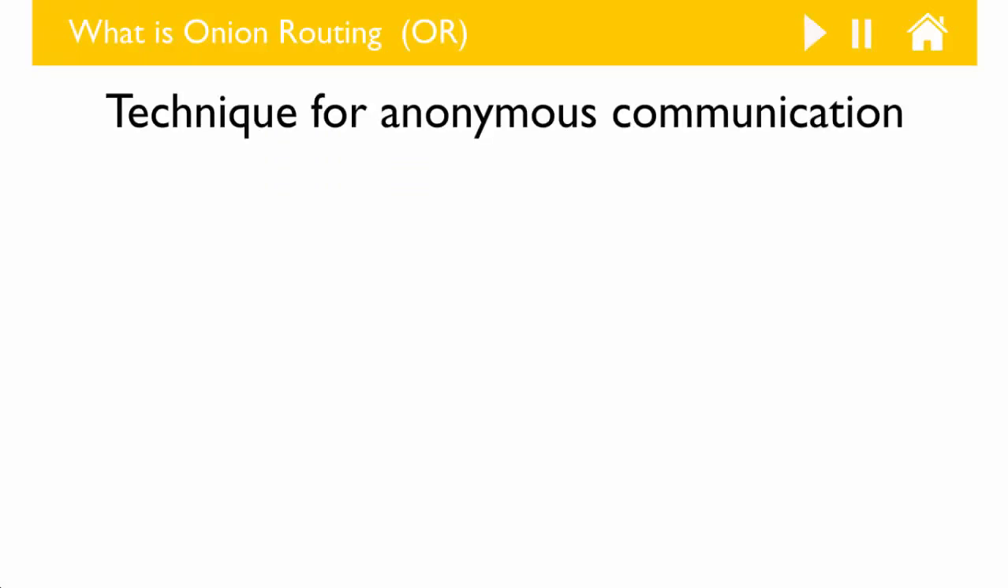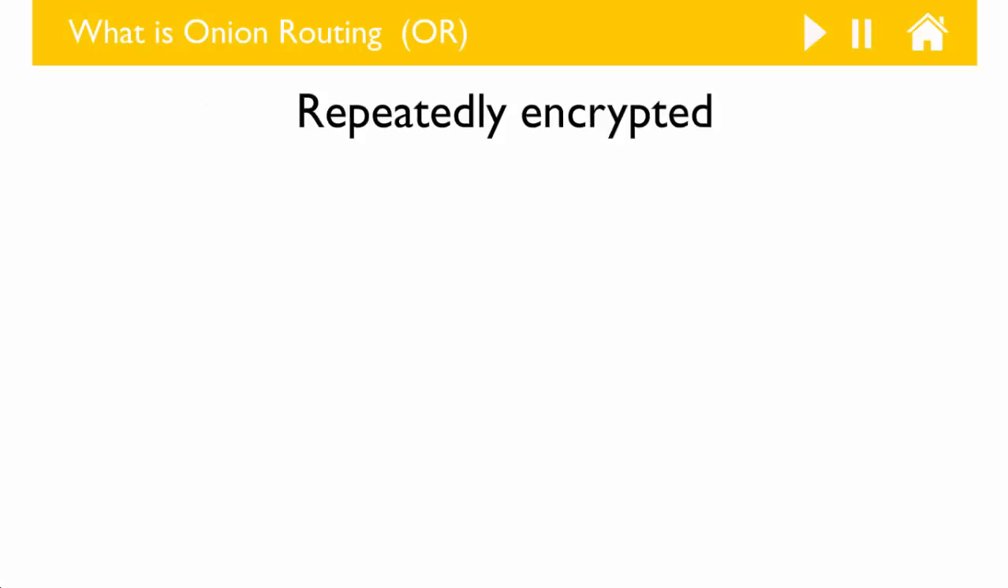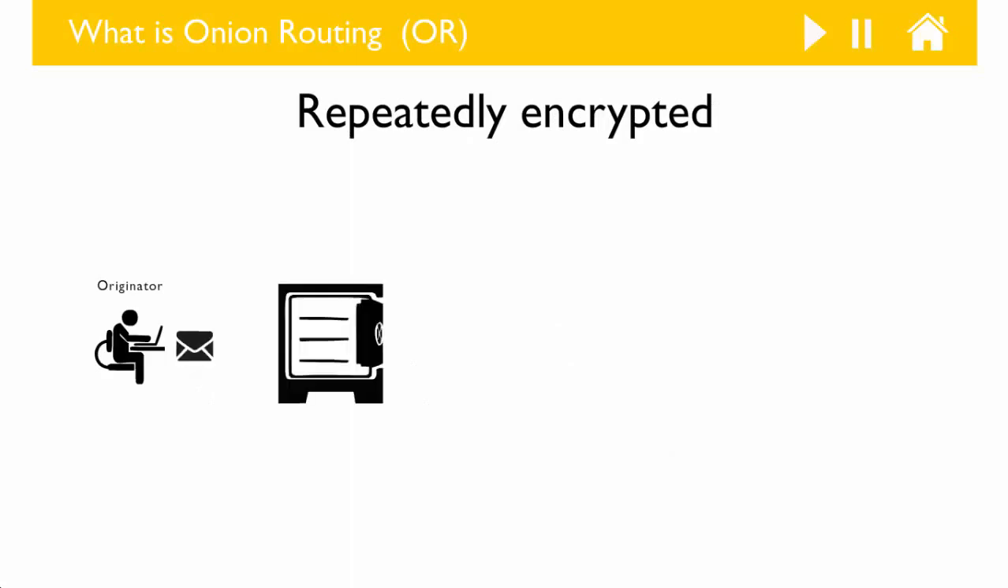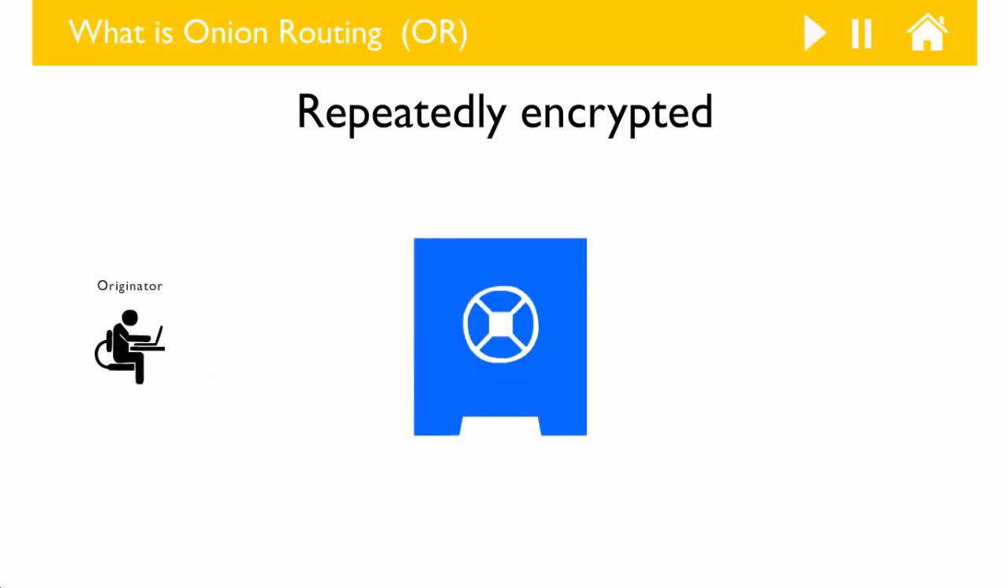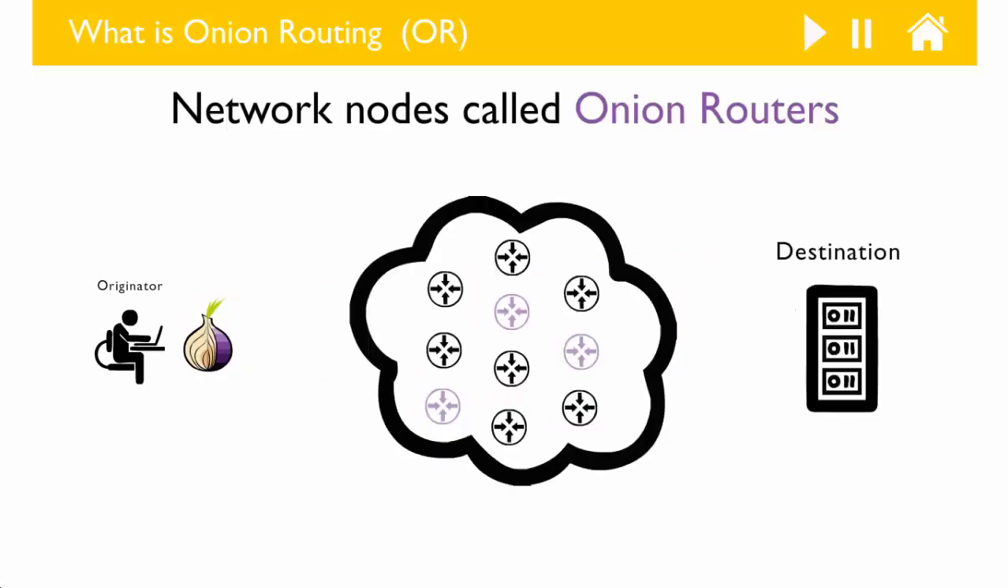Onion routing, OR, is a technique for anonymous communication over a computer network. Messages are repeatedly encrypted, and then sent through several network nodes called onion routers.